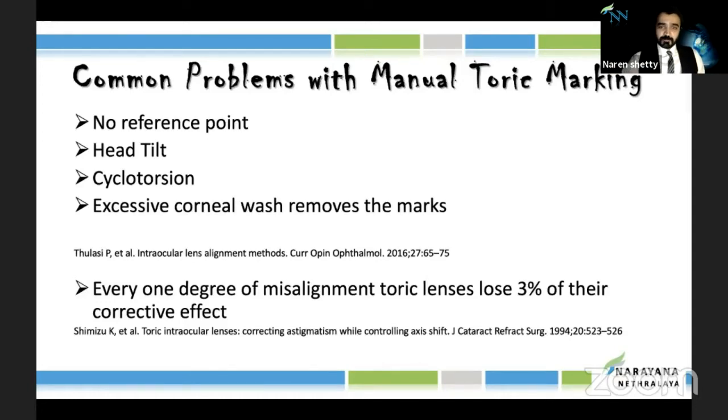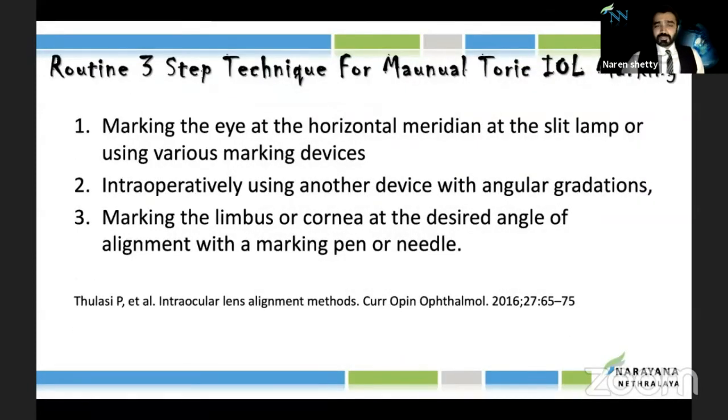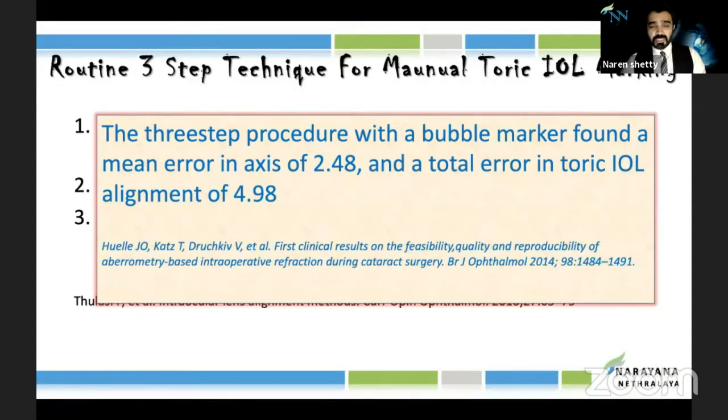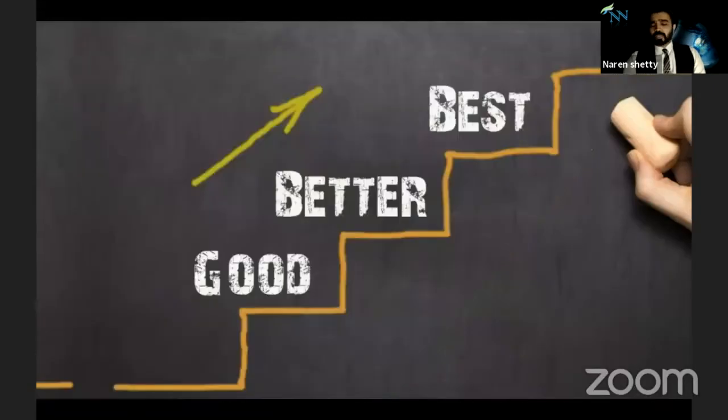Now, when we look at the routine three-step technique of manual toric IOL marking, the marking first is done on the slit lamp at the horizontal axis at 0-180, then the marking is done intraoperatively at 0-180, and then it's done at the intended axis where the lens has to be placed. Now, when you do this technique with the bubble marker, it has been found that there's a mean error of axis of about 2.48 and a total error in toric IOL alignment of about 4.98. Now, how do we improve ourselves?